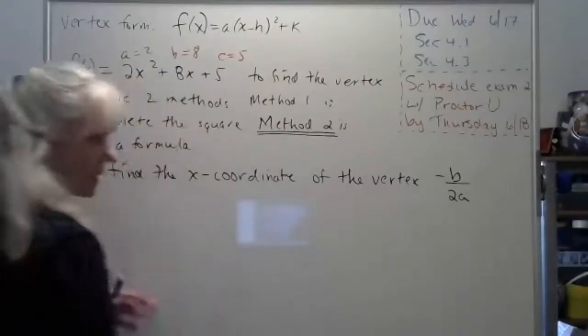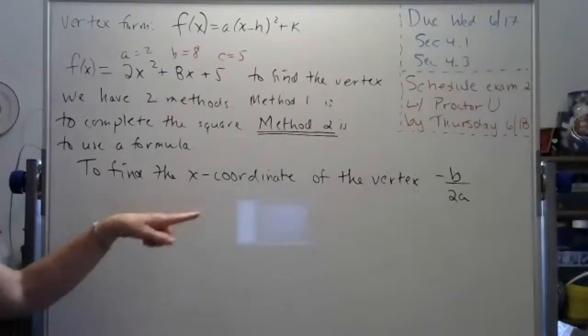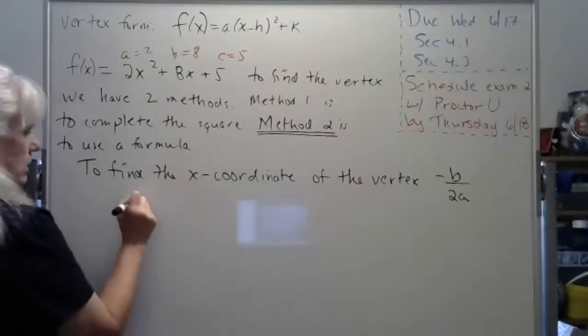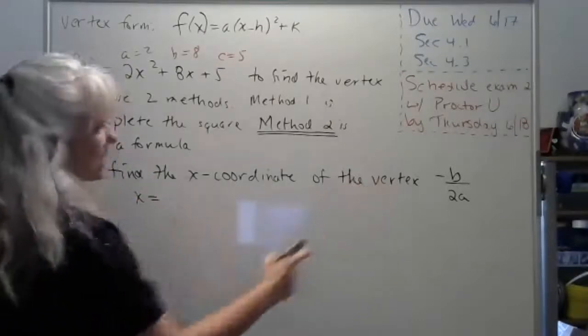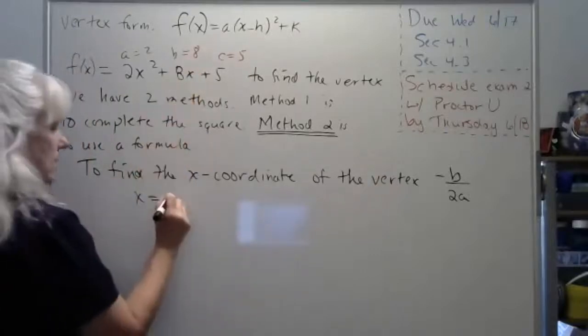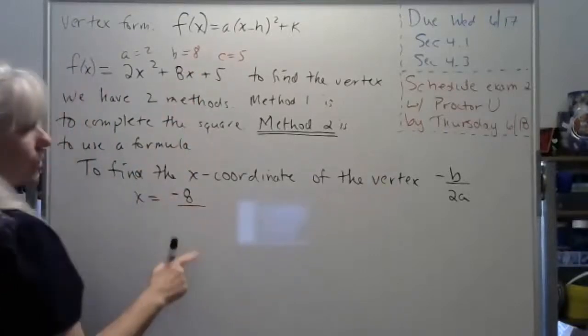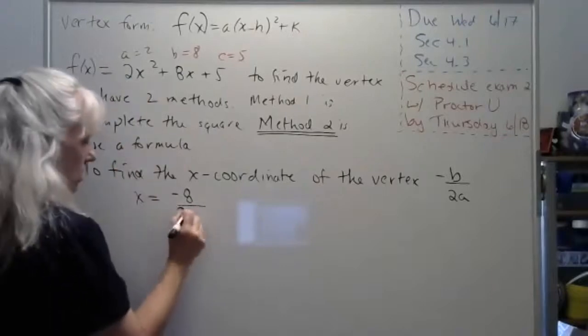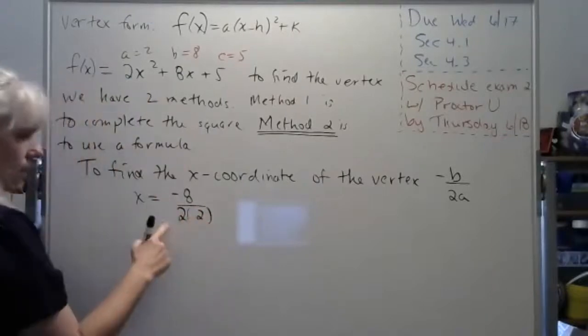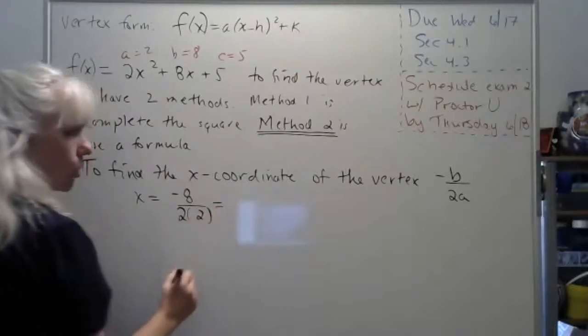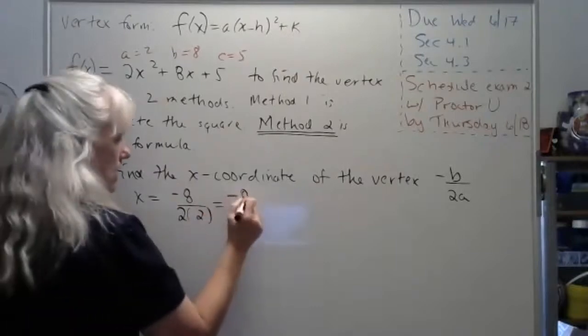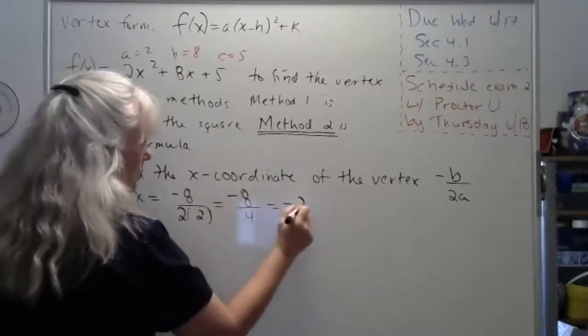So they're coming from ax squared plus bx plus c. So for us, our x coordinate, we're going to say x is equal to the opposite of b. Well, b is 8, its opposite is a negative 8, over 2 times a, and a is also 2. So I have a negative 8 over 2 times 2. Watch your order of operations. That's a negative 8 over 4, which gives me a negative 2.